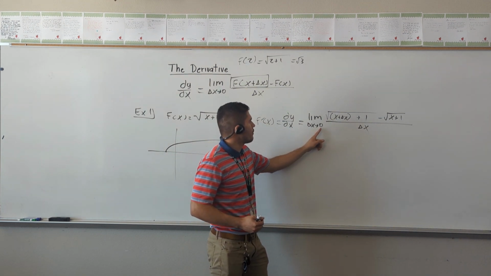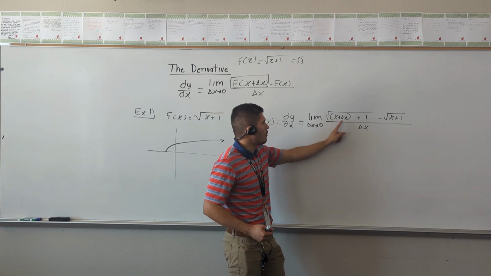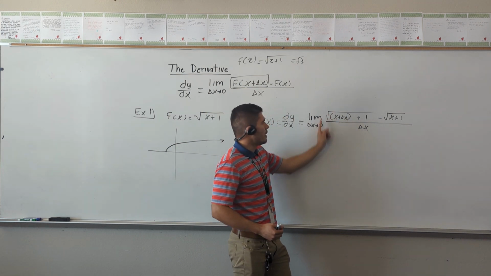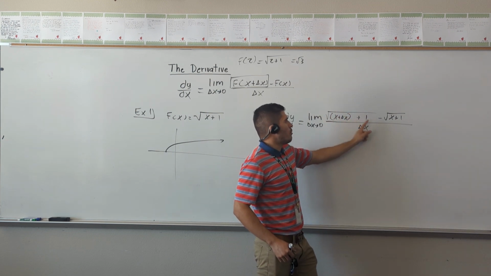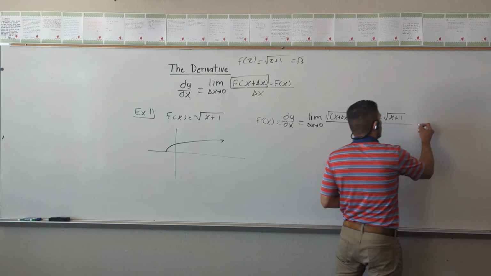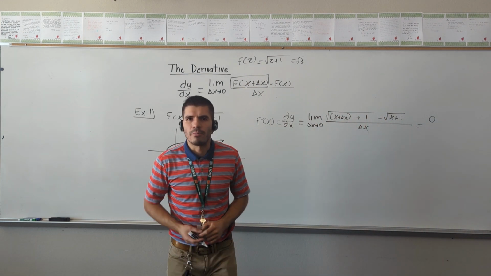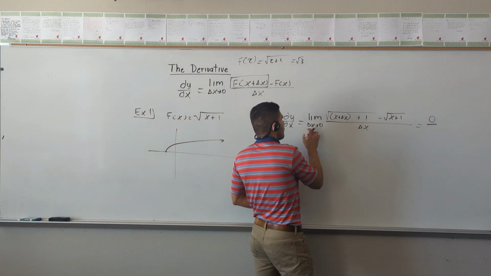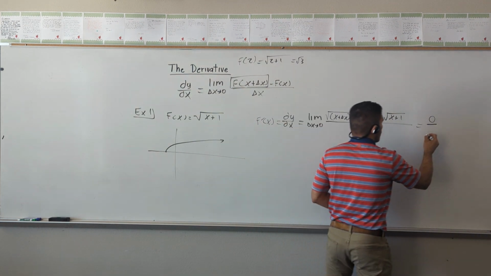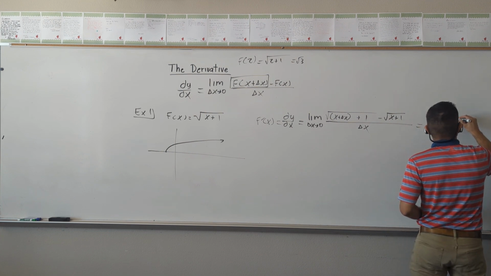So if I put in 0 for delta x, that gives me x plus 0 plus 1, which would give me x plus 1 underneath the square root. If I take the square root of x plus 1 and I subtract the square root of x plus 1, that gives me a 0, which a 0 in the numerator is not really a problem, right? However, since I'm also going to substitute 0 on the denominator in this case, we will get the indeterminate form 0 over 0.